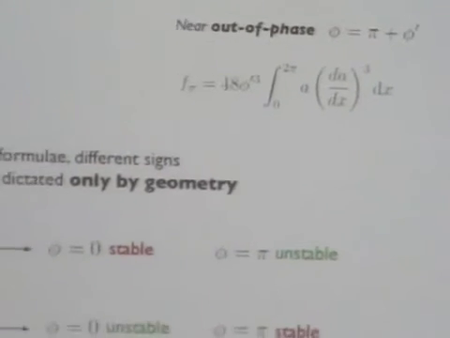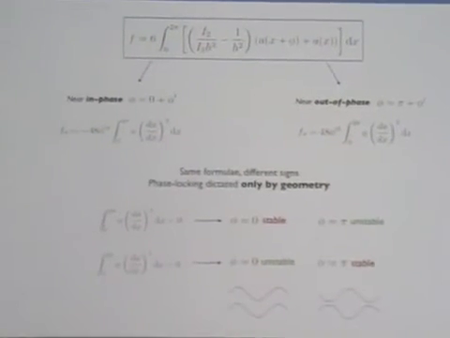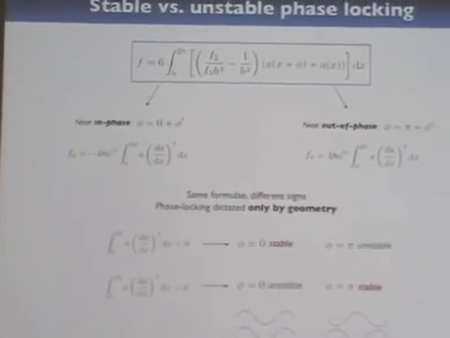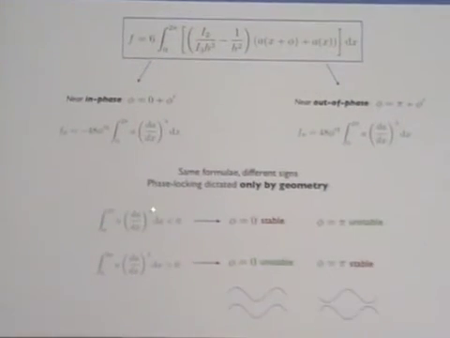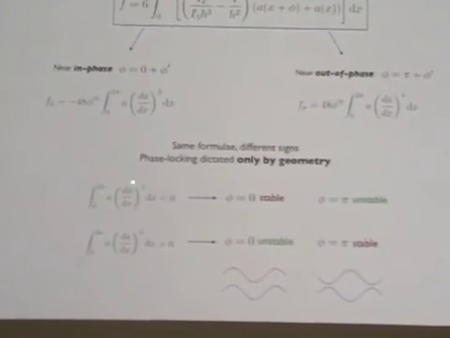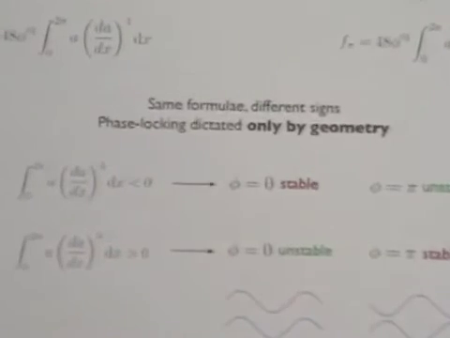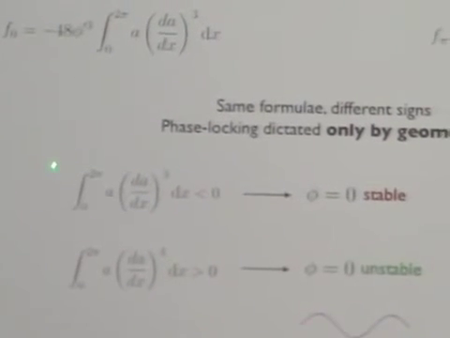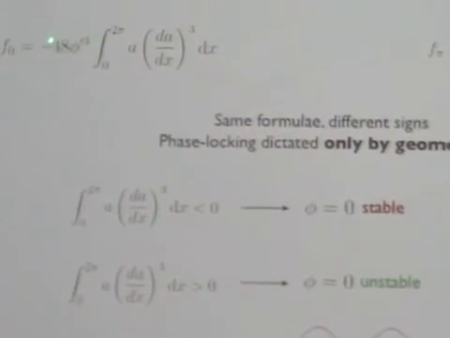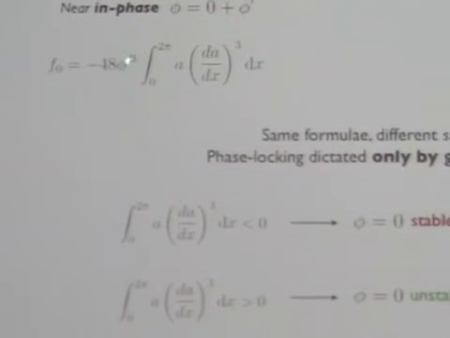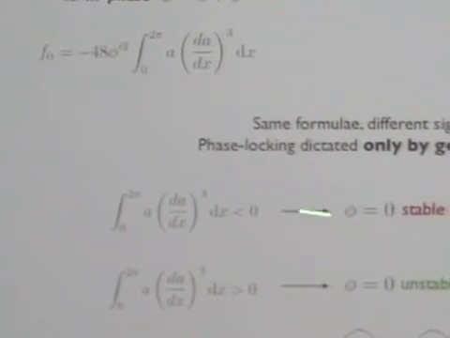So specifically, if you give me a function A which describes the geometry of your flagellum, then I can calculate this integral. It's only a function of the geometry. It's an integral over a wavelength of A times the cube of the derivative. If this thing is negative, then there's a minus sign that becomes plus, and this point here will be stable. This point here will be unstable.